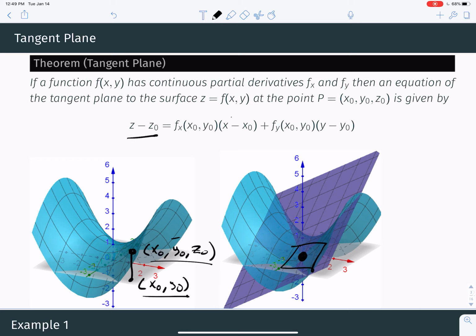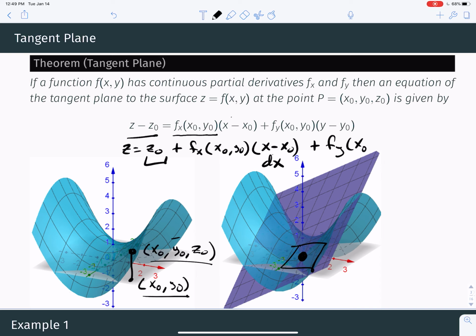So here's your z minus z naught. Of course, we could add the z naught to the other side. This is where you are at x naught, y naught. And then you're going to have, well, a slope in the x direction. That's going to come from the x partial derivative, right? So this is fx, and then times x minus x naught. Well, that's how far you've moved, right? So slope times movement, you could also call this dx. The change in x times the slope would give you the change in z. And then also you've got this same idea for the slope in the y direction, and then y minus y naught. And you could call that dy, if you will.